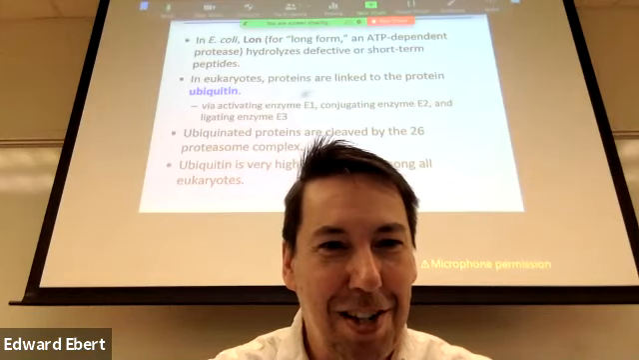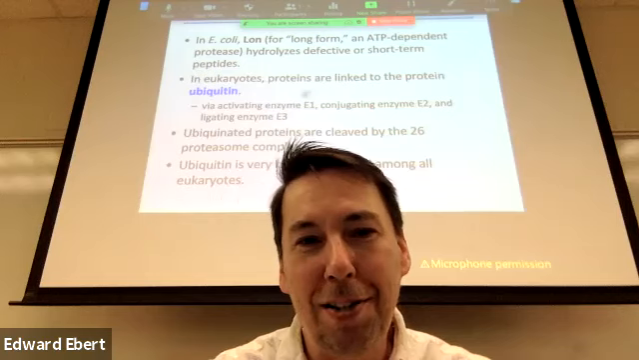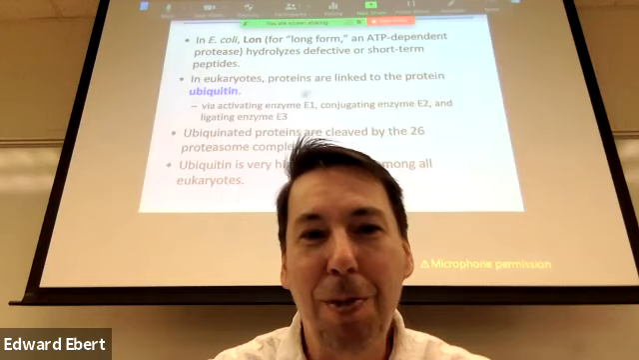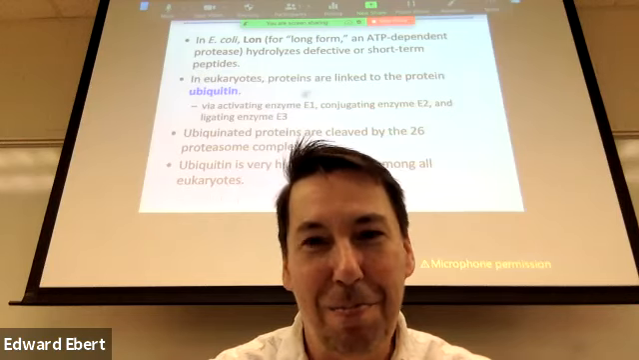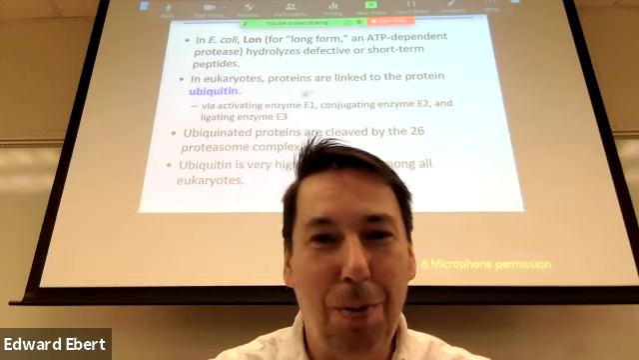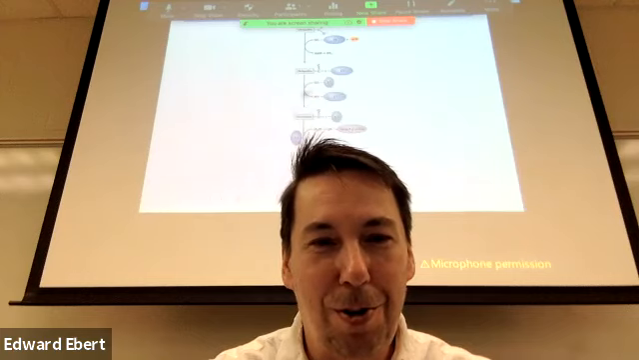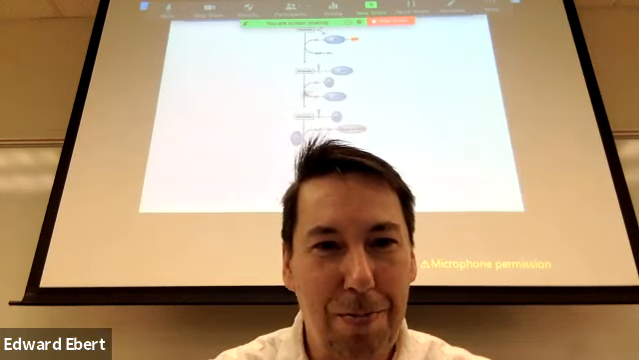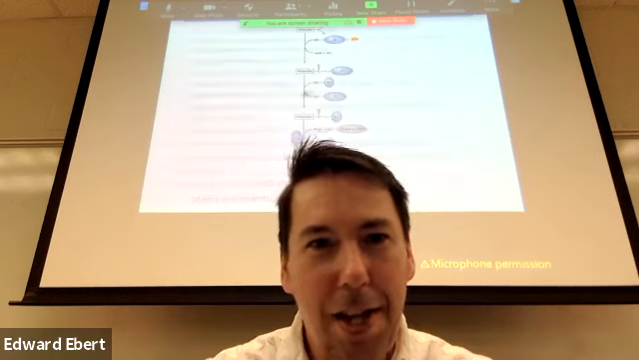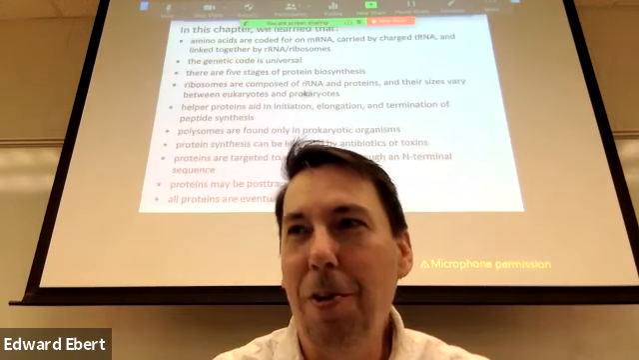So ubiquitinated proteins get cleaved by this proteasome complex, which has 26 subunits. It's massive, and it chops them up. Ubiquitin is pretty much omnipresent in eukaryotes. Pretty much all eukaryotes have some form of ubiquitin. All right, and that's it for this chapter.